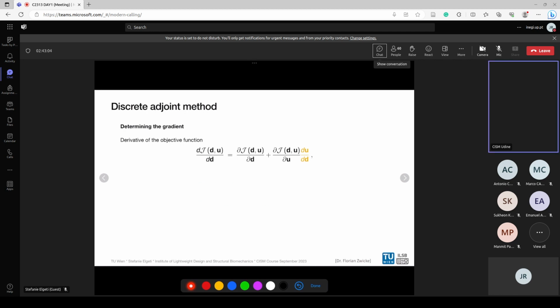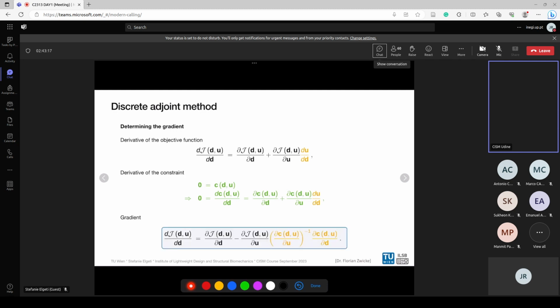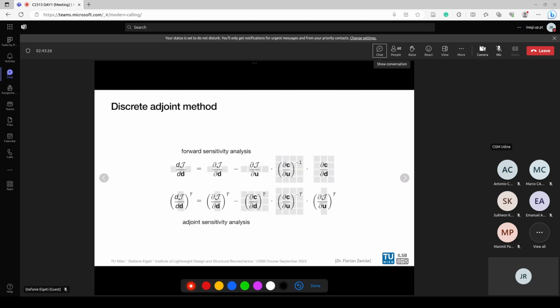So we already saw the derivative of the objective function. Saw it several times now. We have this du dd that we need to compute, that we can obtain from the constraint. So then the gradient can be computed using this expression. And this can be evaluated in either forward sensitivity analysis or adjoint sensitivity analysis.